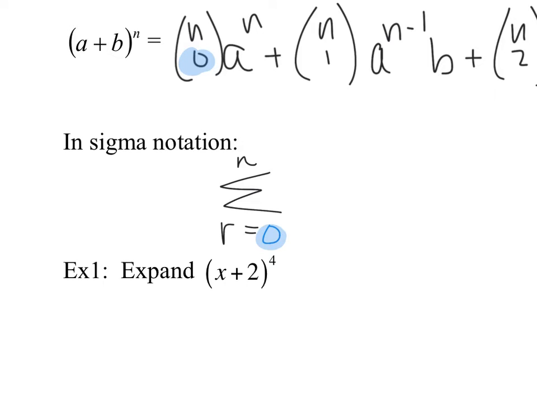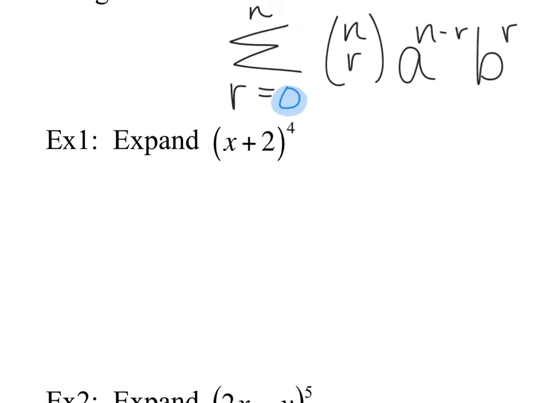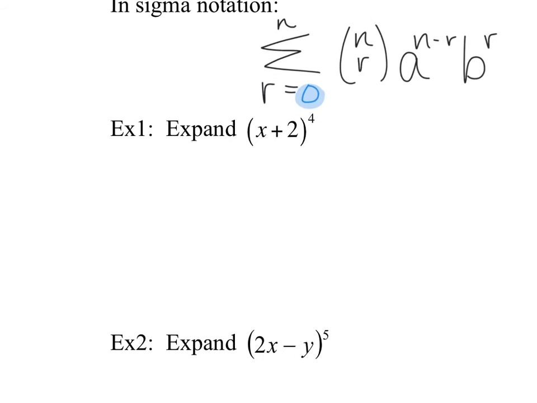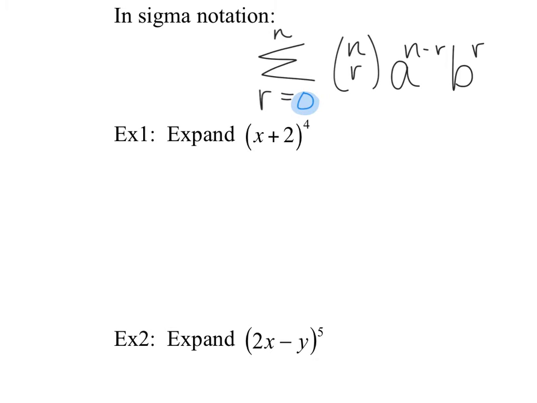Now the form we see here, we have our binomial coefficient, n above r, times a to the n minus r times b to the r. So for binomial expansion, we can use this summation here. Let's look at one example together, and then you're going to try one on your own. So if I want to expand x plus 2 to the 4th, my a value here is x, my b value here is 2, and my n value is 4.